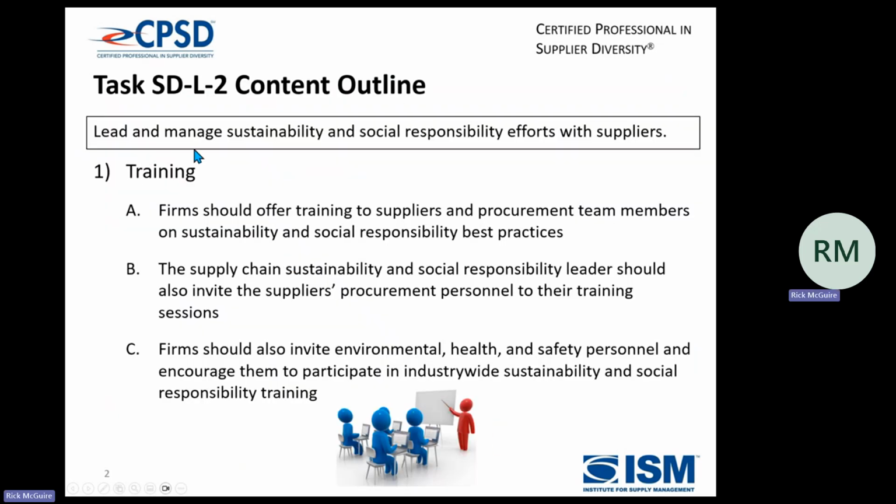Okay, so the task is to lead and manage sustainability and social responsibility efforts with suppliers. So firms should offer training to suppliers and procurement team members on sustainability and social responsibility best practices. And the supply chain sustainability and social responsibility leader should also invite suppliers' procurement personnel to their training sessions. And firms should also invite environmental, health, and safety personnel and encourage them to participate in industry-wide sustainability and social responsibility training.